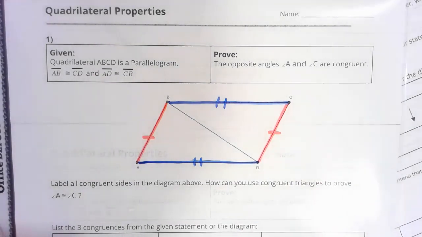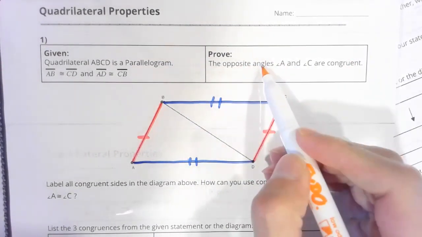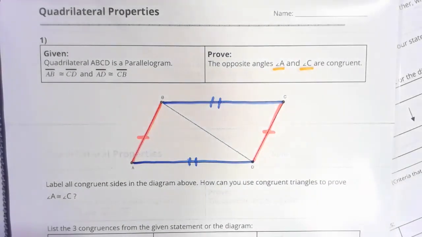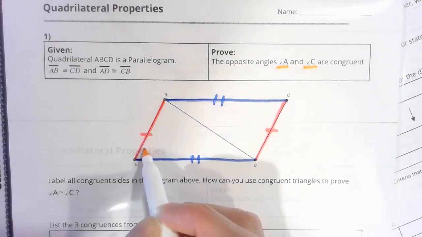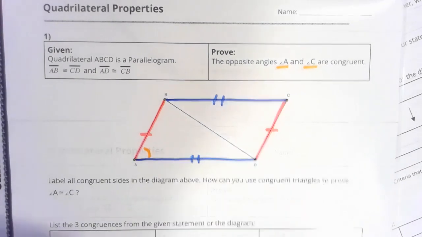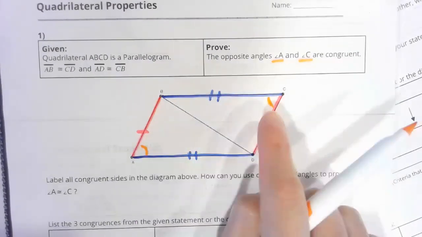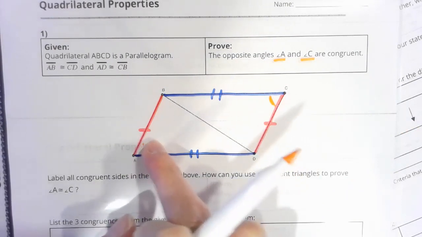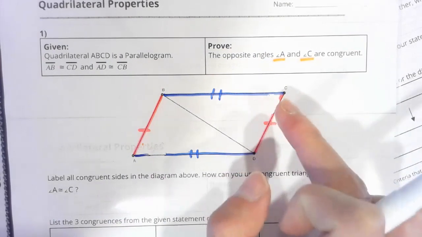And then we're being asked to prove that the opposite angles, angle A and angle C, are congruent. So angle A is this here, and angle C is this here. We're trying to prove that that angle is congruent to that angle. I'm going to erase this for now because we haven't proven that they're congruent yet, so I'm not going to mark it so we don't get confused.